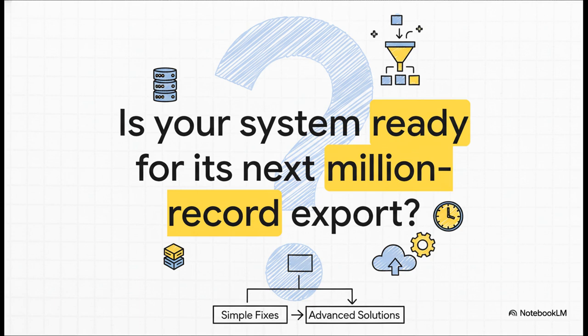So there you have it. We went from a simple, frustrating crash all the way to a complete architectural strategy. The biggest takeaway here is that handling data at scale isn't about one single trick. It's about a layered approach that combines smart memory management, asynchronous processing, and intelligent data design. So the only question left is, is your system ready for what's next?